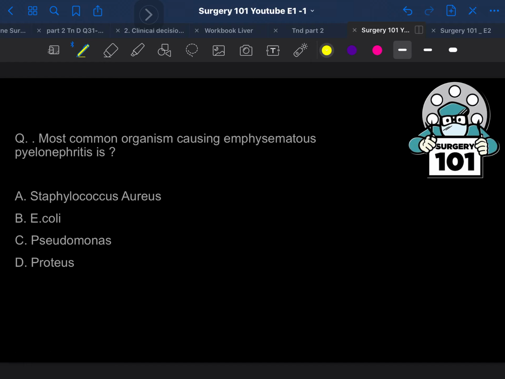Now, the last question which I have for you guys is the most common organism which is causing emphysematous pyelonephritis. So which is the organism which is causing emphysematous pyelonephritis? Is it Staphylococcus aureus, E. coli, Pseudomonas or Proteus?